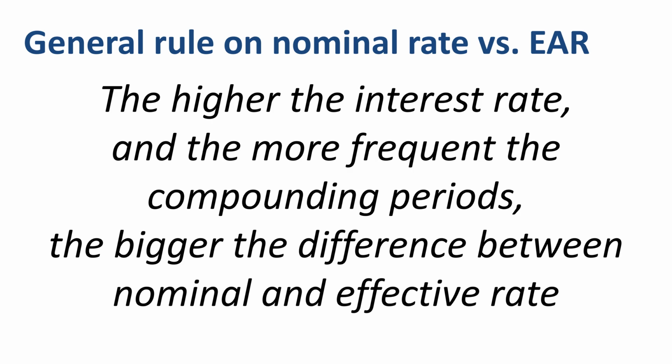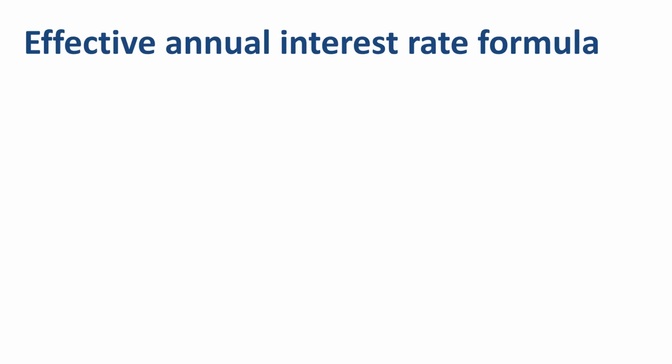Once you understand the effective annual interest rate formula, you will see why. In the EAR formula, I is the nominal annual interest rate and N is the number of compounding periods. EAR equals, open parentheses, 1 plus I divided by N, close parentheses, to the power N. And all of that, minus 1.